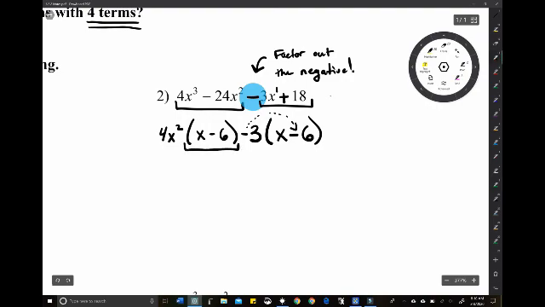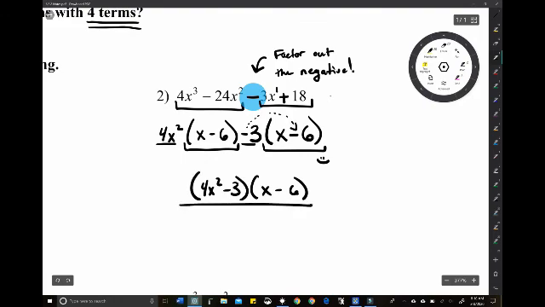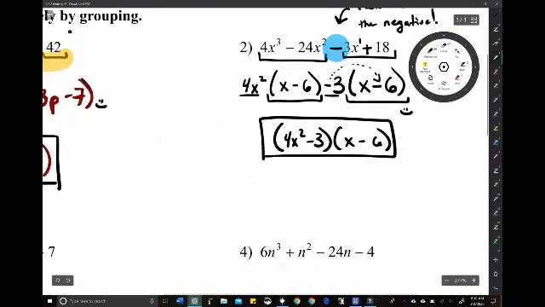Now, same idea. These two are the same. That makes us happy. So we have x minus 6. The other two things are 4x squared minus 3. Leave that, and we're done. That's it. Factoring, four terms, good deal.